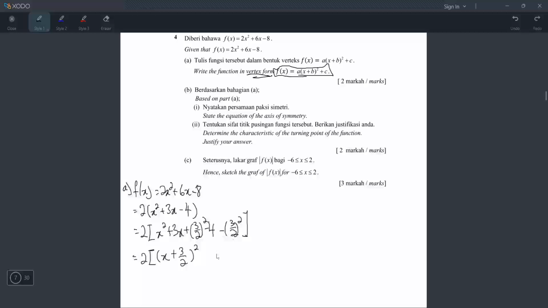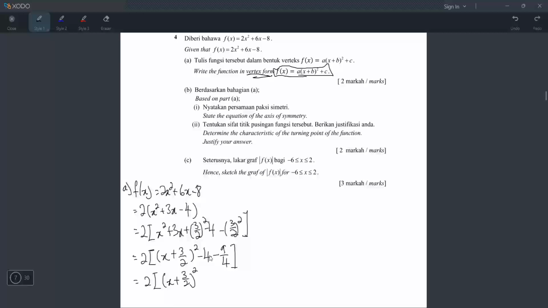What about the back part? Negative 4 and then minus. This one you have to square. 3 over 2 square is 3 times 3 on top, 2 times 2 at the bottom. 3 times 3 is 9 on top, 2 times 2 is 4 at the bottom. Done. Now we can calculate negative 4 minus 9 over 4. So let's write down first the 2 with the big bracket. The big bracket is very important. So the big bracket you have to write: x plus 3 over 2 square.